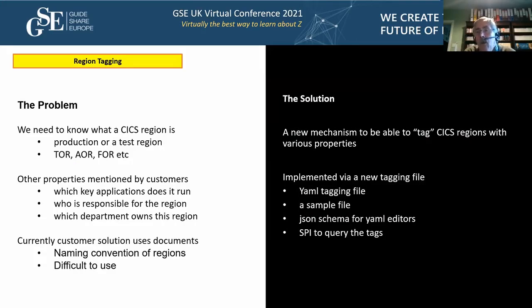Now, one of the bits of feedback that we got from the health checker, and this is not just the CICS health checker, this is the health checker in general, is it's got some really good advice, but sometimes you can't see the wood for the trees, because many of its recommendations may not apply to a particular customer configuration. It may be that you've got other processes in place to have the equivalent level of security.